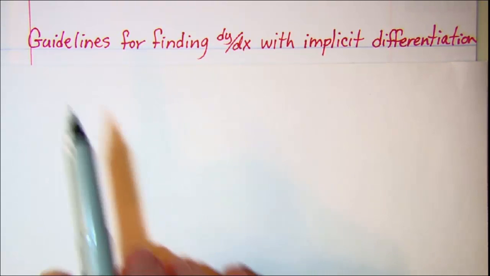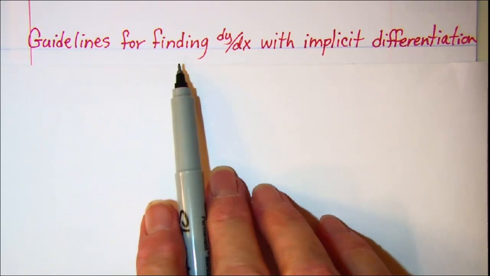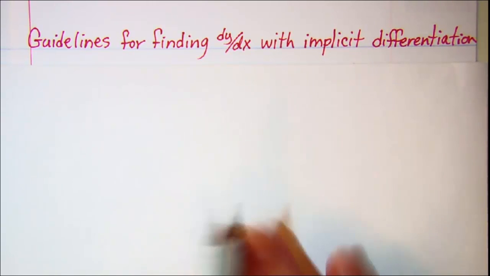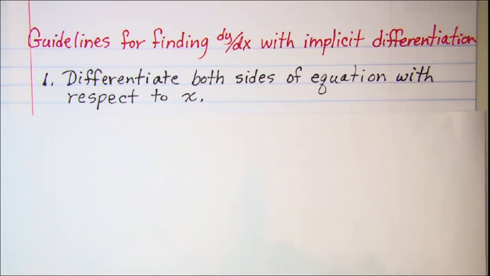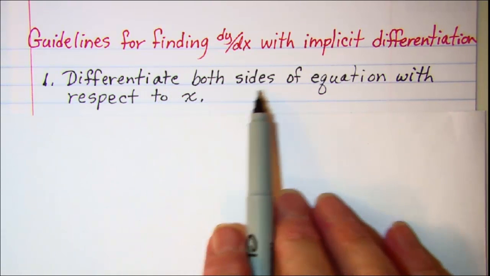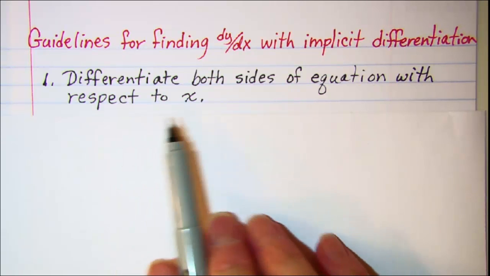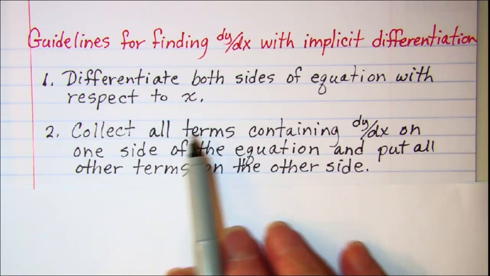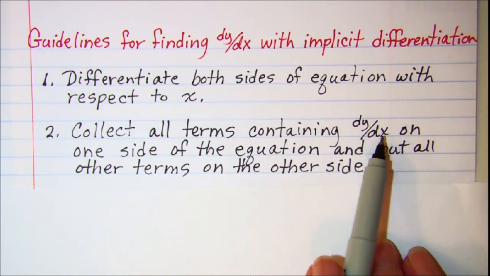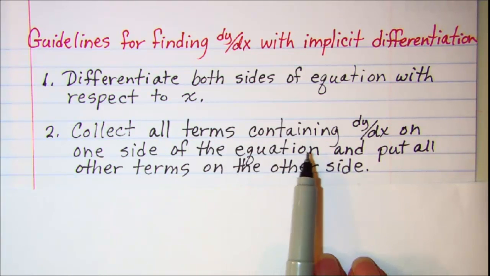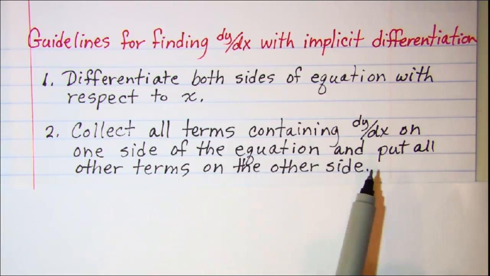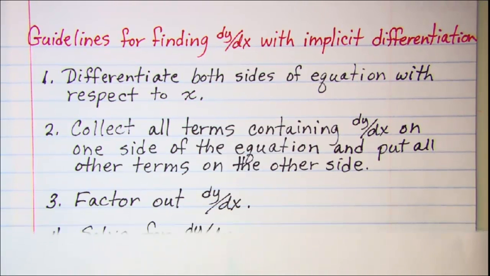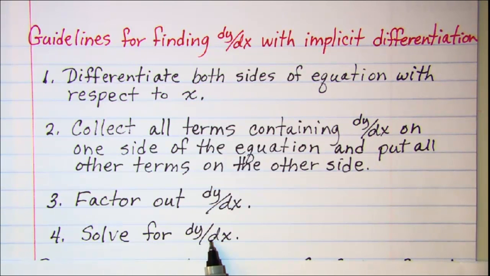In this video, we'll be looking at the guidelines for finding dy/dx with implicit differentiation, and then we'll do an example. Our first step is to differentiate both sides of the equation with respect to x. Then collect all terms containing dy/dx on one side of the equation and put all the other terms on the other side. Factor out dy/dx, and then solve for dy/dx.